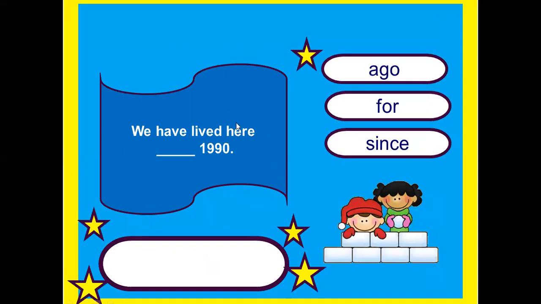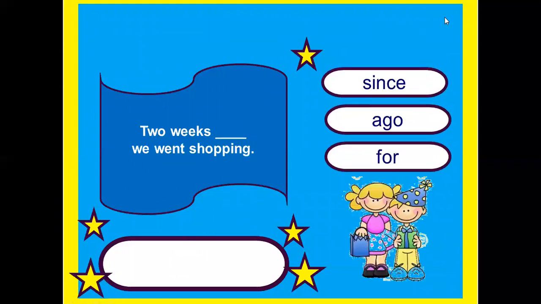We have lived here since 1990, with the date we choose. I told you before, since. Two weeks ago we went shopping. Here, went is in the past, so I say a point in the past, so we choose ago. We don't choose present perfect. Clear.